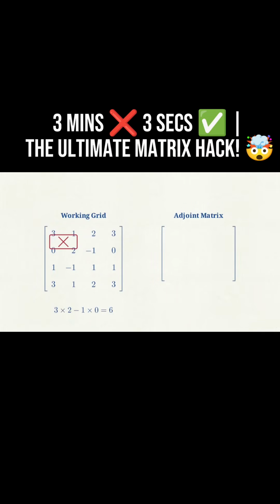Cross-multiply those 4 numbers and subtract. That single result becomes the first value in your final adjoint matrix. Next, simply slide that 2x2 frame 1 column to the right, cross-multiply again, and record the next value. Moving this frame methodically across the rows and down the columns will rapidly autofill the rest of the matrix.